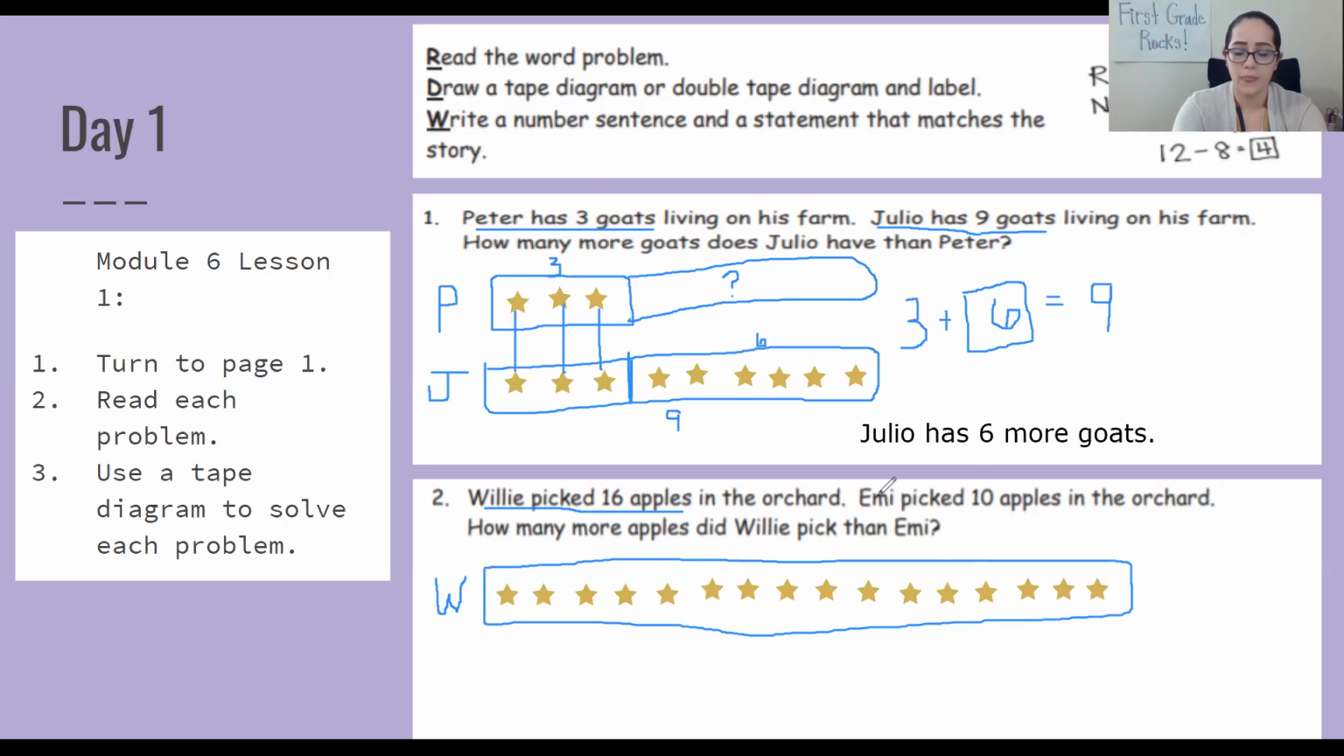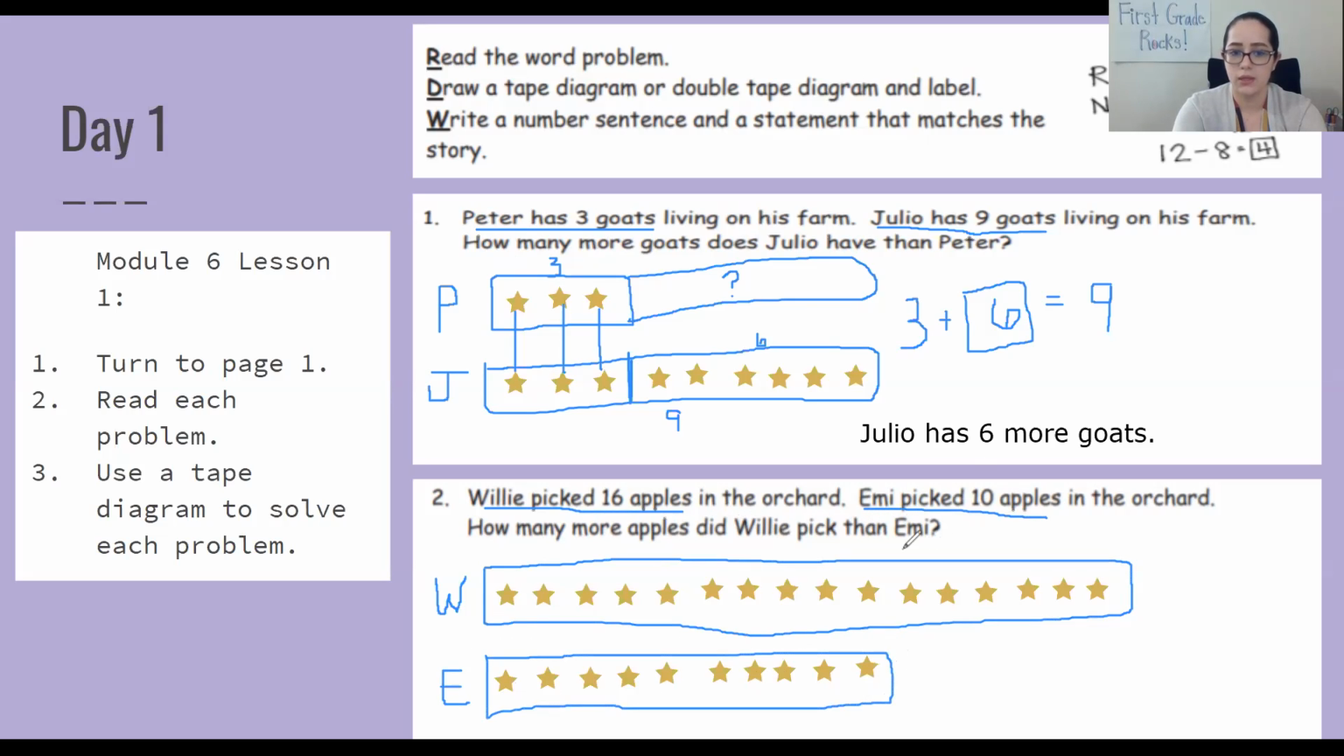All right. Emmy picked 10 apples in the orchard. So I can draw Emmy's 10 apples. And this is another comparison problem, so I'm just going to line up as best I can. 1, 2, 3, 4, 5, 6, 7, 8, 9, 10. And draw my tape diagram for Emmy. Okay, and the problem says, how many more apples did Willie pick than Emmy? So again, we can see that Willie has more, but we want to know how many more.